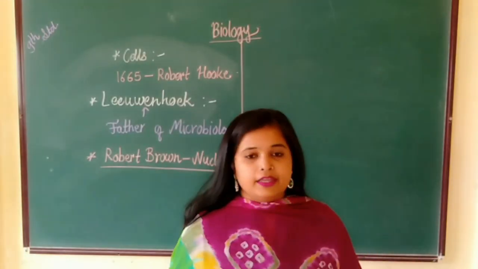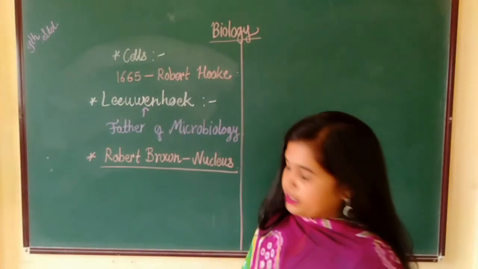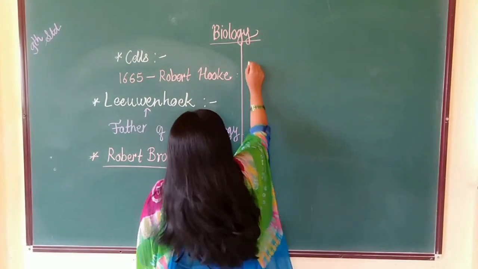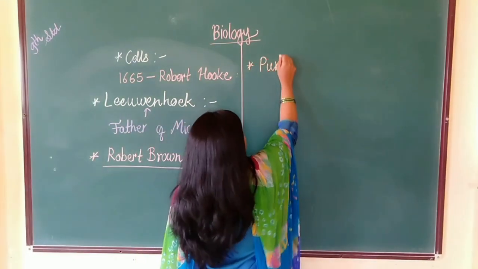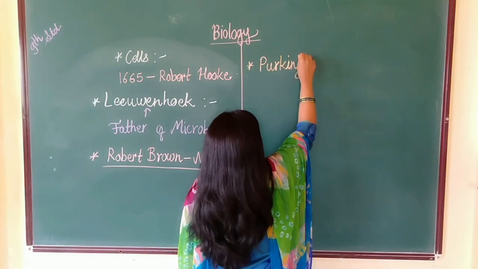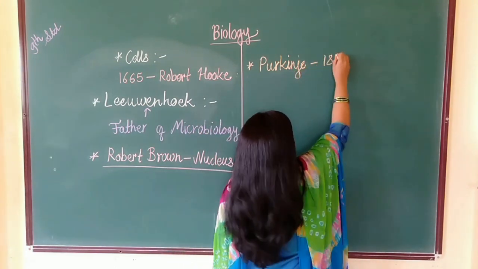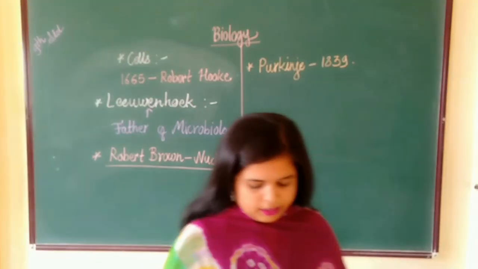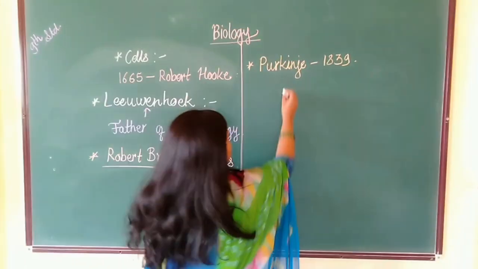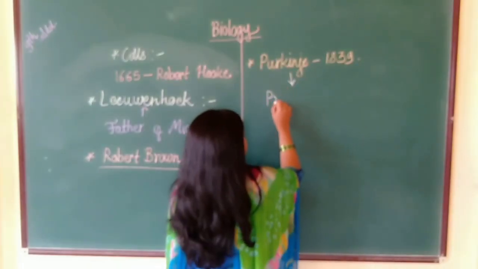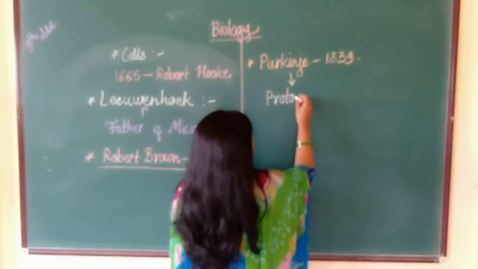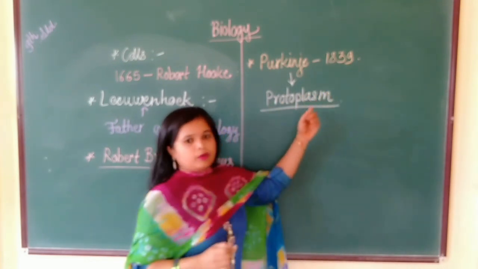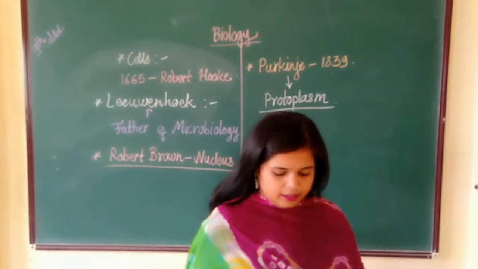1831. Then the next scientist is Purkinje in 1839. This scientist coined the term protoplasm for the fluid content inside the cell, the cytoplasm as well as the nucleus together. He coined the term protoplasm for the fluid content inside the cell.